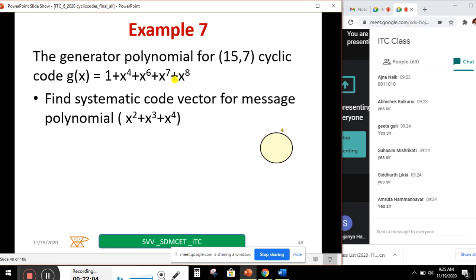Find a systematic code vector for a message polynomial x square plus x cube plus x raised to 4. Find a systematic code vector. Even if they do not mention systematic, by default it is systematic. Even sometimes they say find a code vector for a message, it means by default it is systematic. Given is x square plus x cube plus x raised to 4.